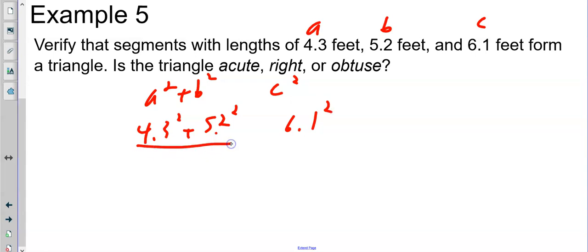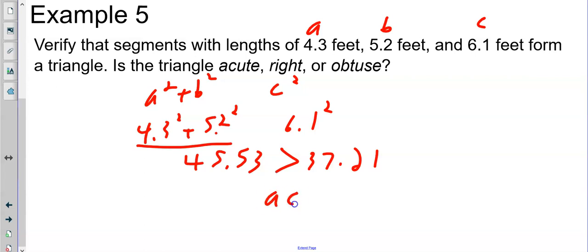Okay, well, when we square these and add these together, we get 45.53. When we square 6.1, we get 37.21. That is greater than. Therefore, we have an acute triangle. So again, when the legs squared and added together are greater than the longest side squared, we have an acute triangle. And there we go. That's it.